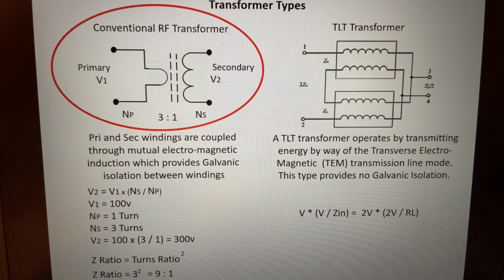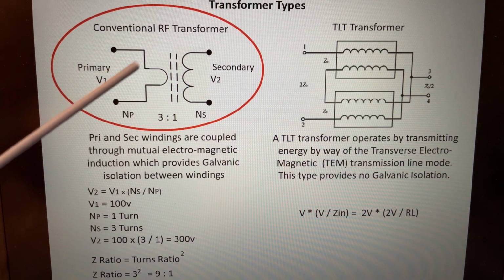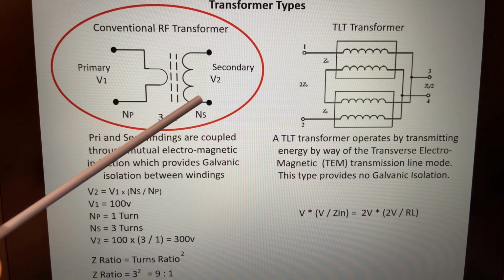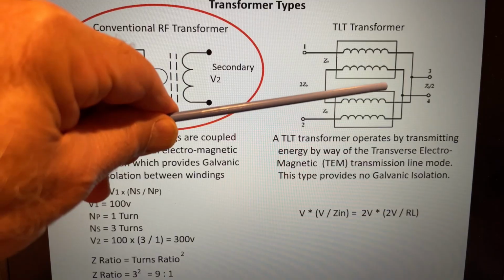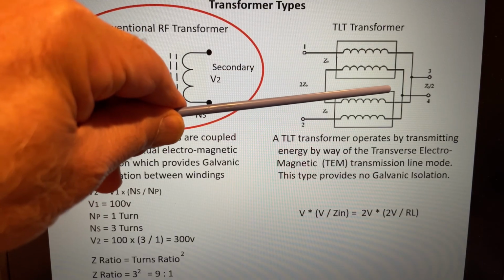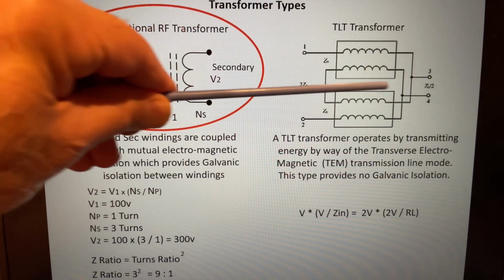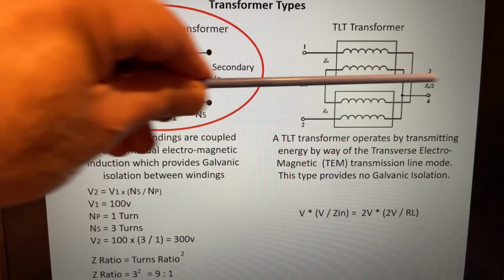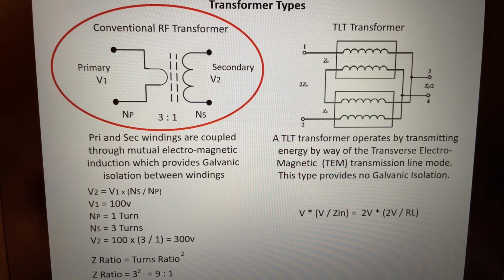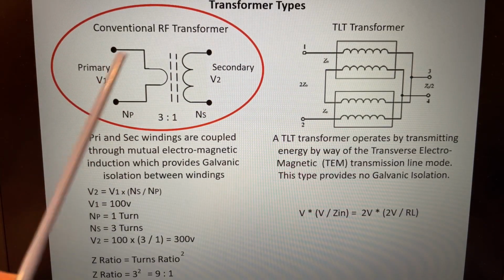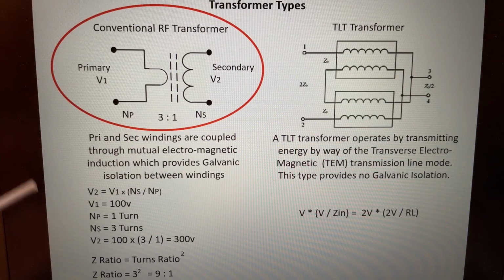So primary and secondary windings are coupled through electromagnetic induction and provide galvanic isolation between the primary and the secondary, as opposed to an auto transformer or TLT transformer where we need to use blocking capacitors. And we'll talk more about that in part 3. So it provides total, complete isolation here, and it follows transformer theory.